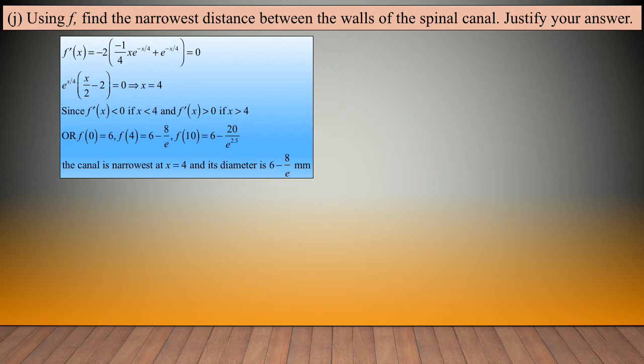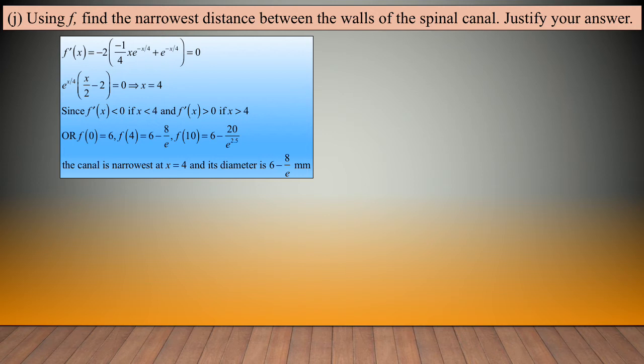Doing some factoring, we get e to the x over 4 times the quantity x over 2 minus 2 is equal to 0, and that gives x is equal to 4. As a justification, we see that f prime of x is less than 0 if x is less than 4, f prime of x is greater than 0 if x is greater than 4, and therefore we have a minimum at x is equal to 4, and the canal is narrowest there. The diameter would be 6 minus 8 over e millimeters.